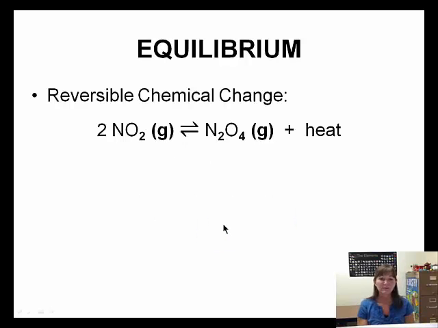So equilibrium represents this reversible change. So what I have is I have nitrogen dioxide turning into dinitrogen tetraoxide and producing heat. But then I also have, at the same rate, the dinitrogen tetraoxide breaking apart and turning into nitrogen dioxide. So both of these are happening in your reaction vessel at the same time.